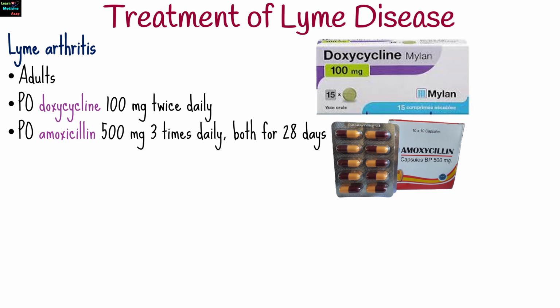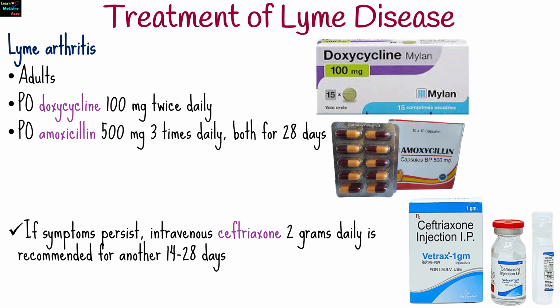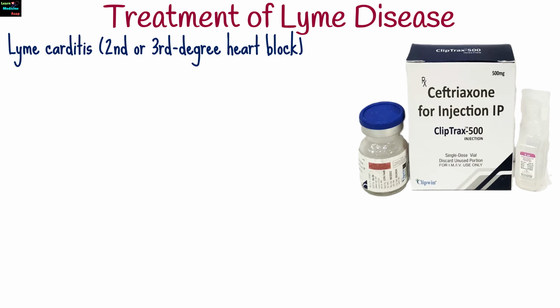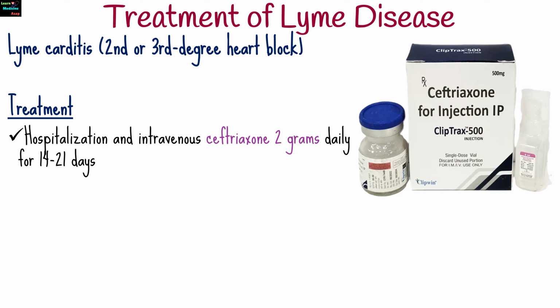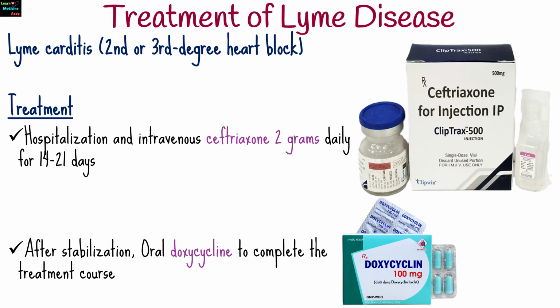For Lyme arthritis, adults can take oral doxycycline 100 mg twice daily, or amoxicillin 500 mg 3 times daily, both for 28 days. If symptoms persist, intravenous ceftriaxone 2 grams daily is recommended for another 14 to 28 days. For Lyme carditis, particularly in patients with 2nd or 3rd degree heart block, treatment requires hospitalization and intravenous ceftriaxone 2 grams daily for 14 to 21 days. After stabilization, patients may switch to oral doxycycline to complete the treatment course.